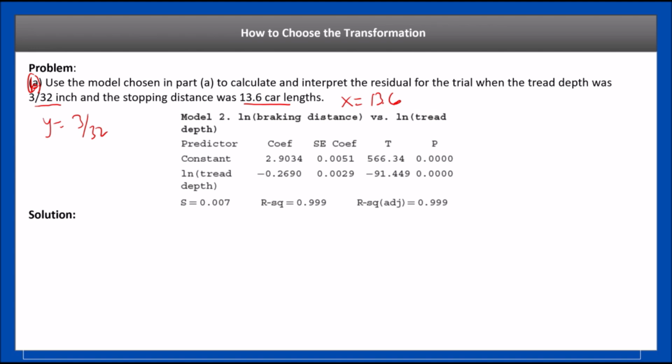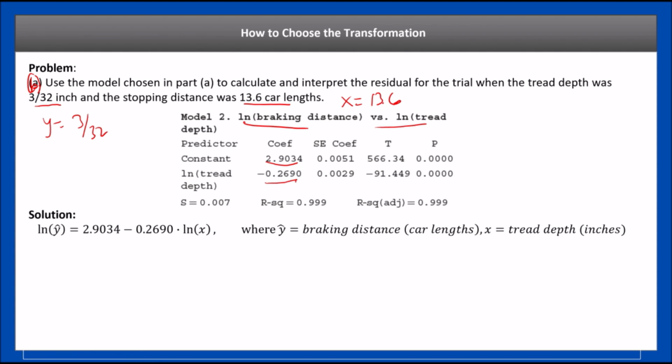Now, remember we're doing the natural log of both of those, right? So in our model, we have the natural log of y hat equals a plus b natural log of x. Okay, so when we do this, we get the natural log of y hat equals our a plus b times the natural log of x, where this is our a and our b. All right, so keep in mind that we're doing the natural log of both when we actually put the residual in.